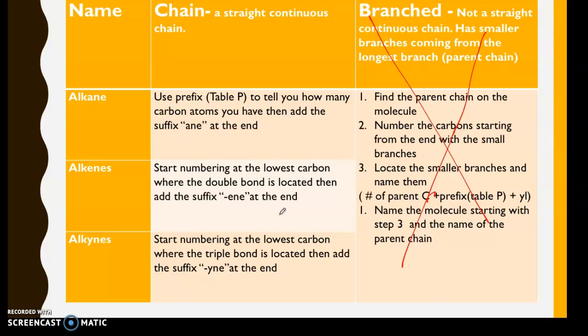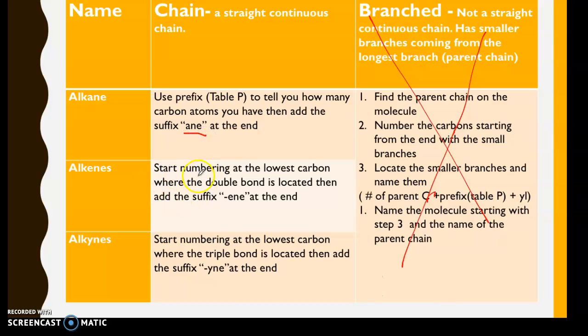Sometimes you might see, oh, there's a chain, or the chain of carbons. That's what we're talking about. It's just a straight line of carbons that are continuous. Now, to name an alkane, I'm going to do this briefly. You're going to use Table P to tell you how many carbon atoms you have. Then you're going to add the suffix -ane at the end.